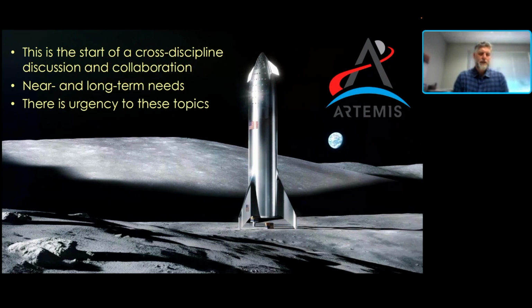So in the end, just to kind of kick things off here, this is a start of a cross-discipline discussion. This is the start of what we hope will be a collaboration. These are both near-term, intermediate, and long-term needs with geologic mapping that we want to recognize and start to slate out. And just also emphasize that there's quite a bit of urgency to these topics. And so we want to get the information out there and start this collaboration. So looking forward to this.